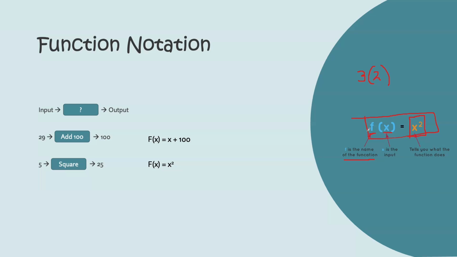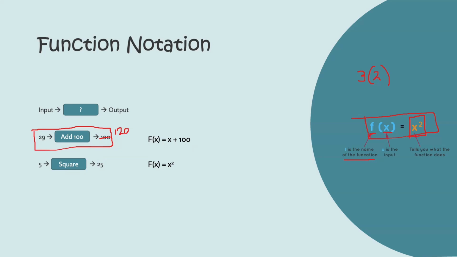Okay, so looking at the same examples that we looked at earlier. So we have the same function here. So we have the input 29, and we are adding 100 to give us a final output. This should say 129. That's a mistake here. Sorry about that. That's 129.